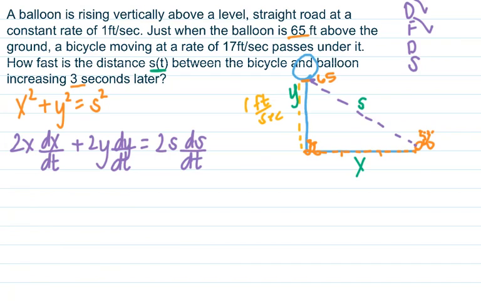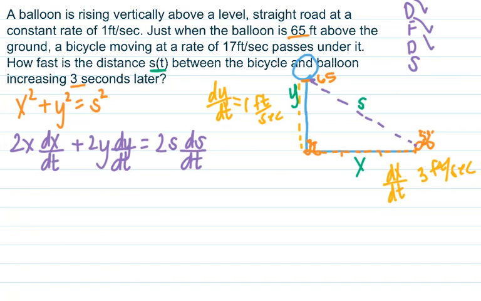All right, so that takes care of the first three rules pretty quickly too. So the last thing we want to do is substitute what we have into the equation and then solve for what we don't know. Right now, the only thing that we have a value for is the rate at which the balloon is changing, which is our dy/dt. And then we have dx/dt as well, because they told us that the bicyclist is moving at 3 feet per second.